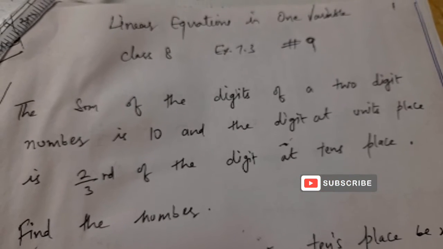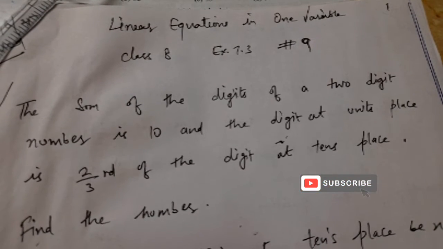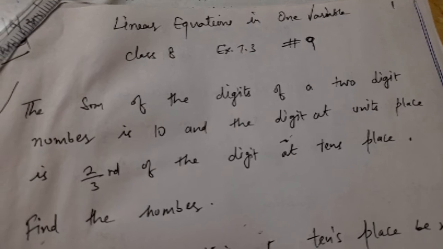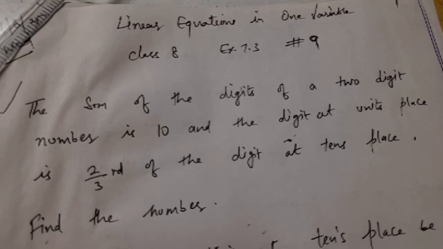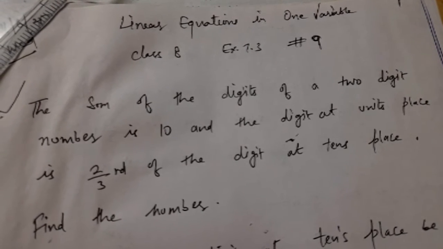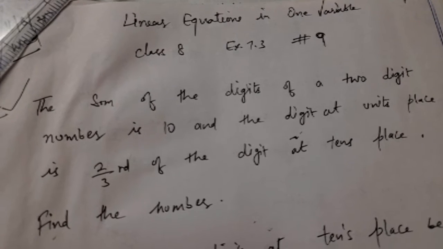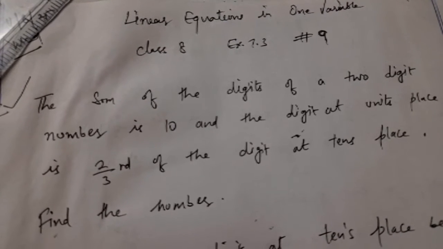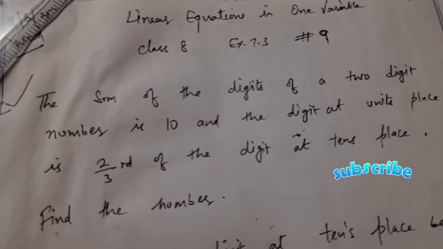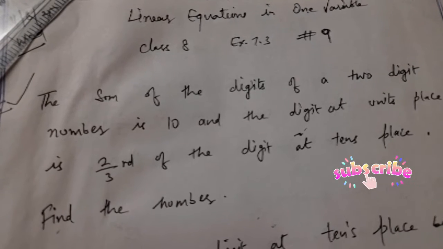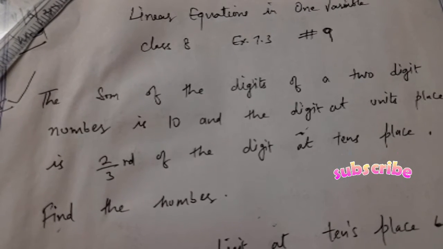So we are doing linear equations in one variable of class 8, exercise 7.3. Exploring Mathematics is the name of the book of Goel Brothers Prakashan. We are doing statement questions. While doing statement questions, you have to be clear about some points.